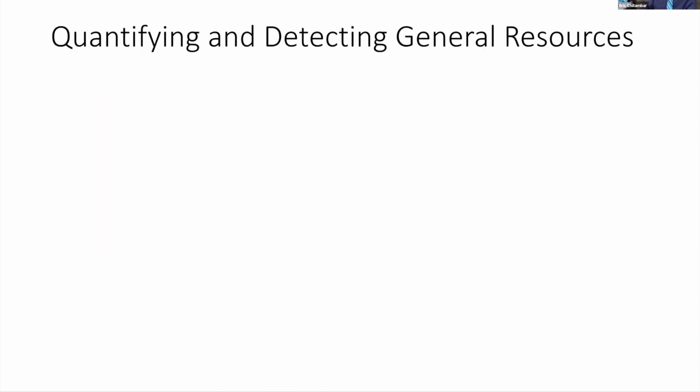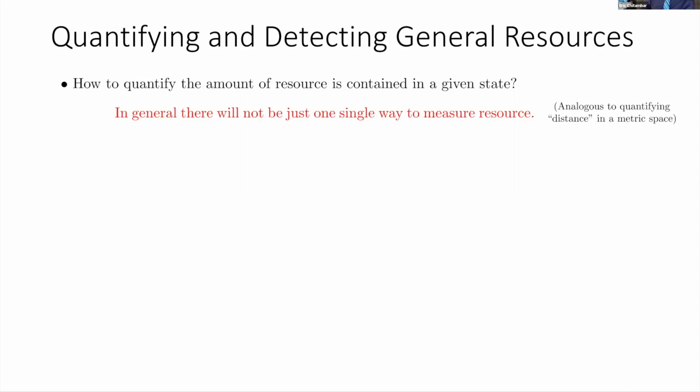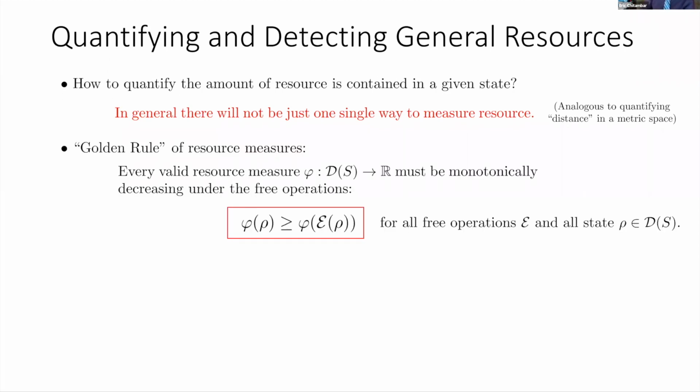Okay, so let me talk a bit more about the quantifying and detecting of general resources. So now say you've identified your free operations and your free states, and now you actually want to come up with a way of quantifying the amount of resource in a given state. In general, there won't be one single way to measure resource, in the same way that there's not one single way to quantify distance in a metric space, right? The way you learn about metrics is that it's any function that satisfies a certain set of properties. And likewise, you have the same idea for resource measures. And one of the axioms that a resource measure must satisfy, if not the only one, is what's known as the golden rule of resource: the resource quantifier must be monotonically decreasing under the free operations. So you come up with this phi here, which maps density matrices to real numbers, and you can't increase it under any of your free maps E.